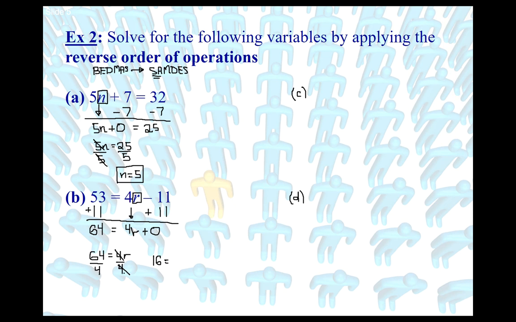And then 4 divided by 4 is 1. So you're just left with 1r or r. However, when we write down an answer, usually we like to write the variable first. We write down r would then be equal to 16.